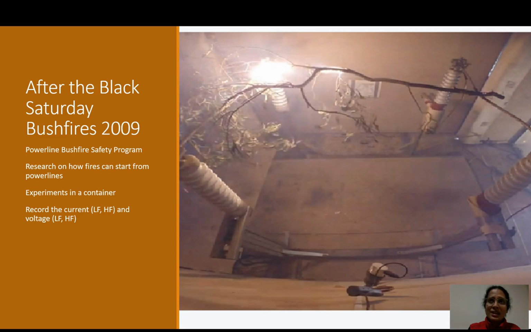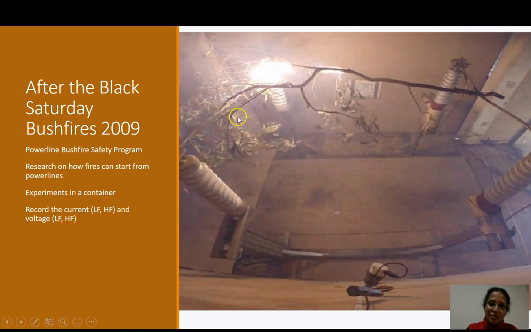After the devastating Black Saturday bushfires in 2009, the Victorian government initiated the Power Line Bushfire Safety Program, and they did research on how fires can start from power lines. As a part of this program, they did a lot of experiments which were inside a container.